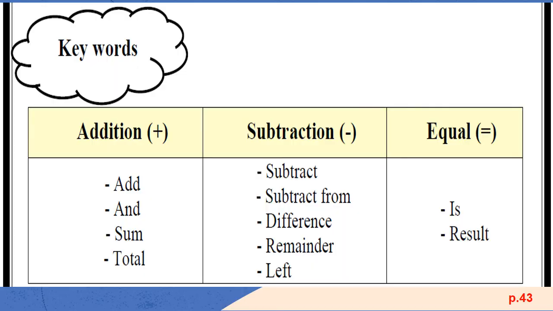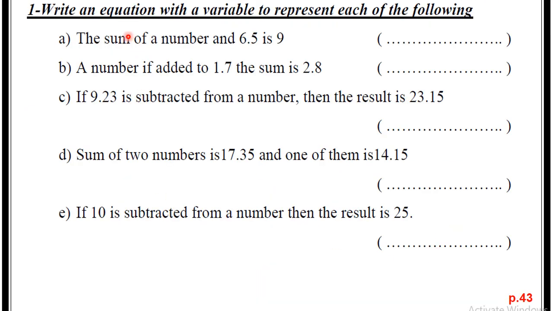And now, let's remember the keywords together. If we have addition, the keywords will be add, sum, and total. If we have subtraction or minus, the keywords will be subtract, subtract from, difference, remainder, left. Here, equal means is or result. Write an equation with a variable to represent each of the following.